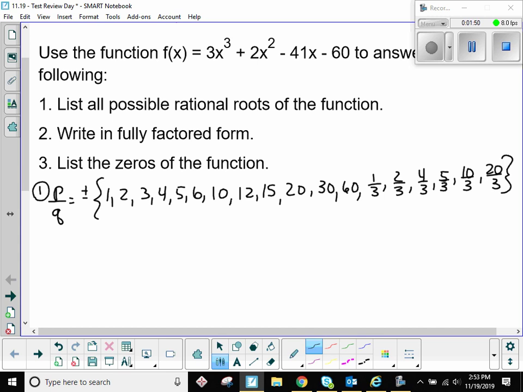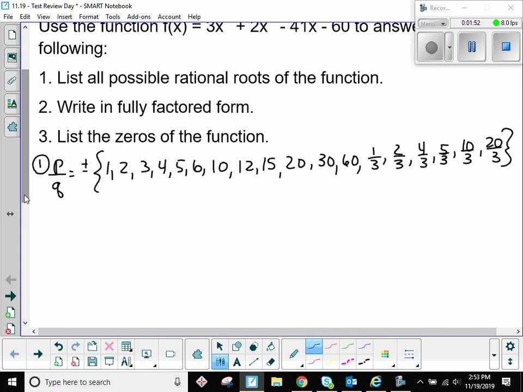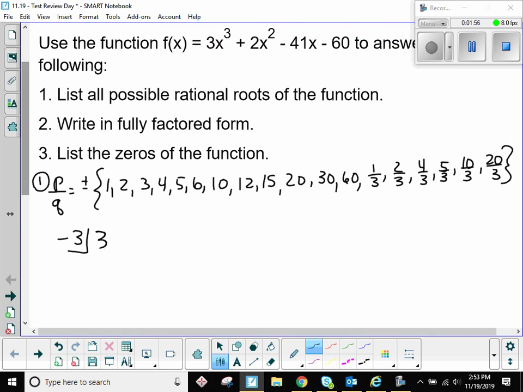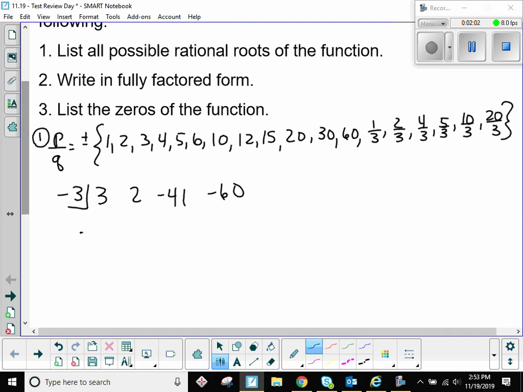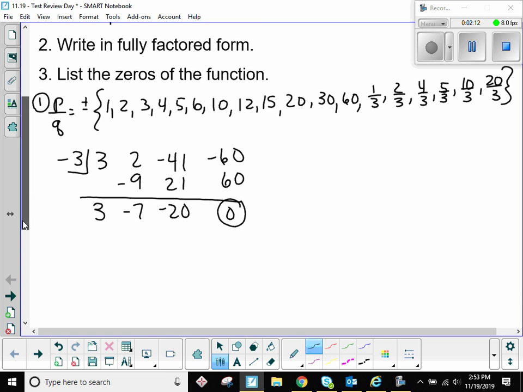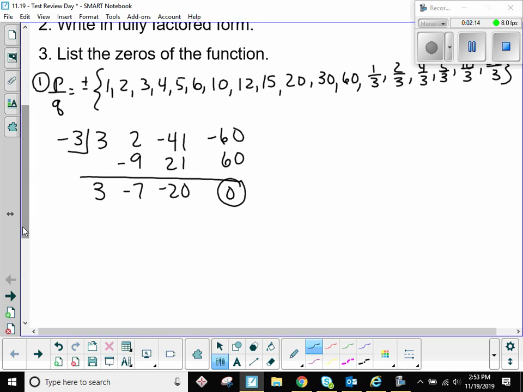-3? All right, so let's do our synthetic division for that. What else worked for you? 4 also works, right? So then do your synthetic division. So -3 works. So now this means this is a trinomial, 3x squared minus 7x minus 20.